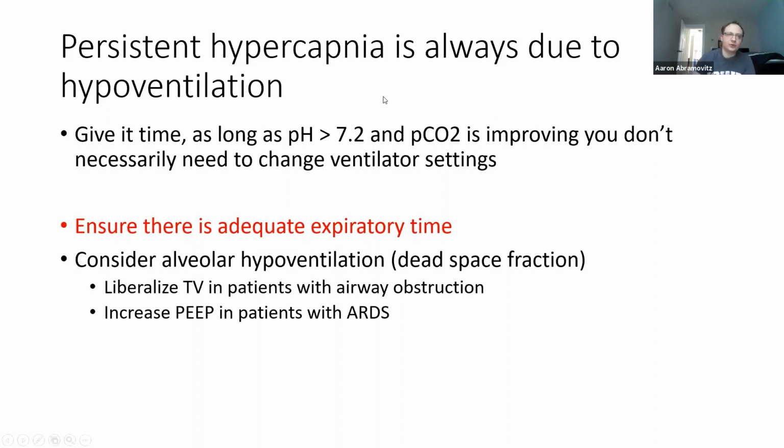And so patients with hypercapnia that are hypoventilating, as long as the pH is greater than 7.2 and PCO2 is improving, you really don't need to change ventilator settings, especially after you've just set the vent up. But for patients that are persistently hypercapnic, if they have ARDS, then you think, do we tolerate this permissive hypercapnia, or do I need to liberalize the tidal volume or increase the respiratory rate?